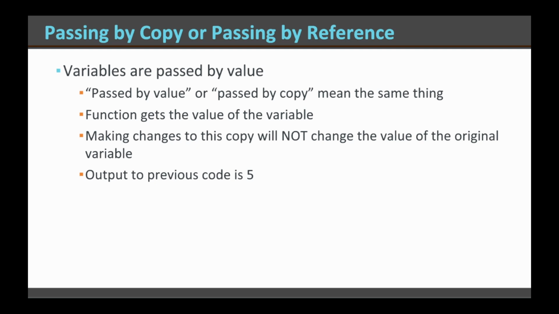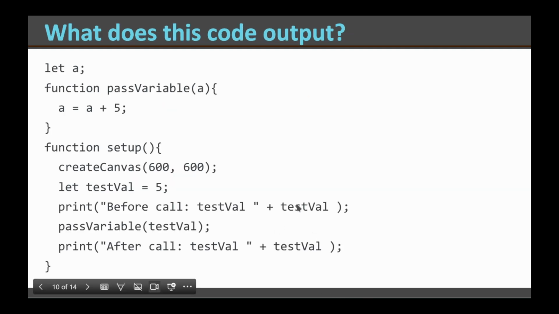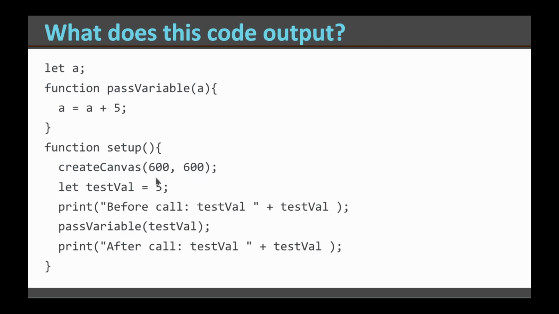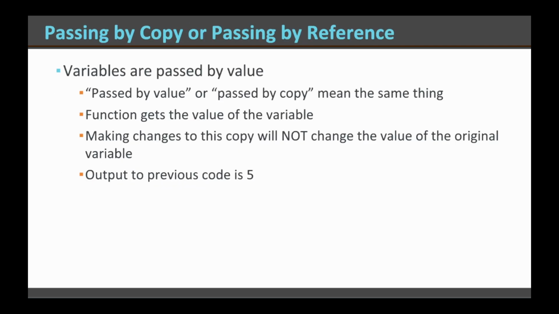So the output of the previous program was 5, right? So we pass in test val here. The 5 gets copied into A. A is 5, so 5 plus 5 gets passed back to A, so A is now 10. Now this box we created just for this function, this A, is thrown away at the end of the function. The box is removed and sent back for the memory to be used again by someone else. And so the test val here, its value had never changed because its box was never assigned to.